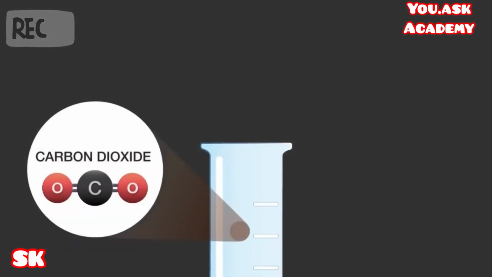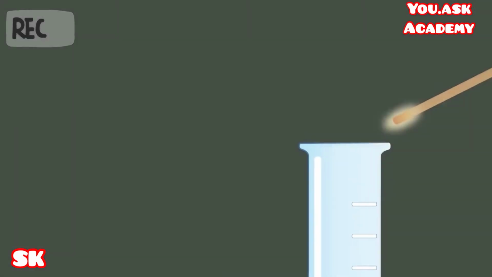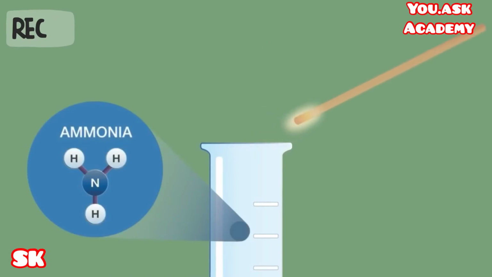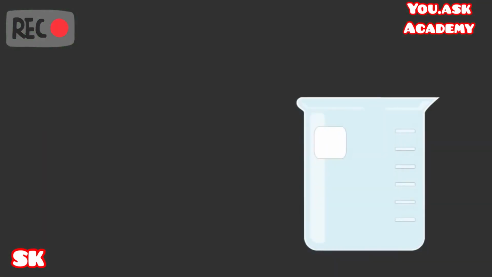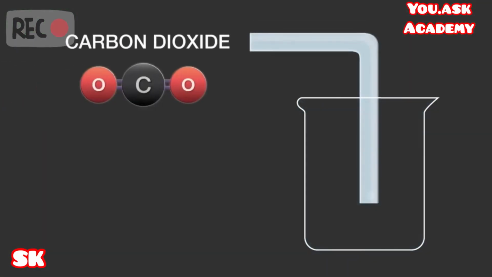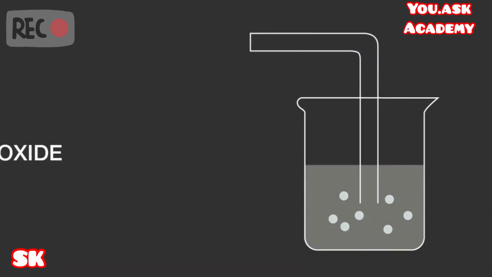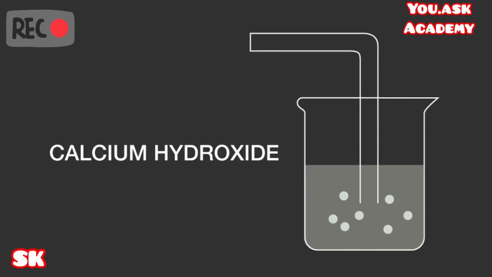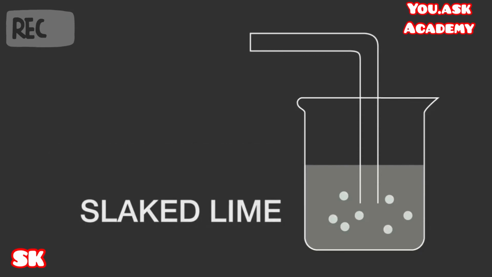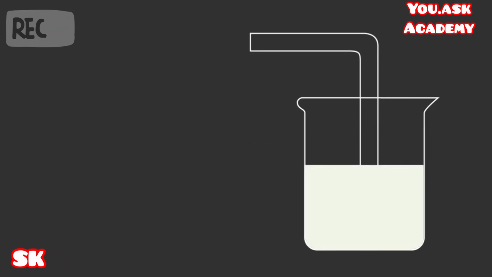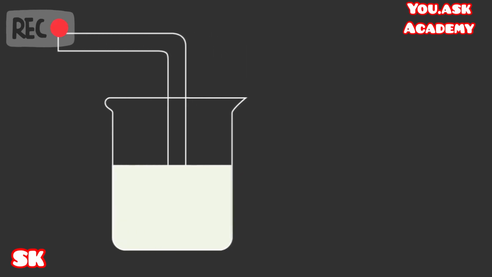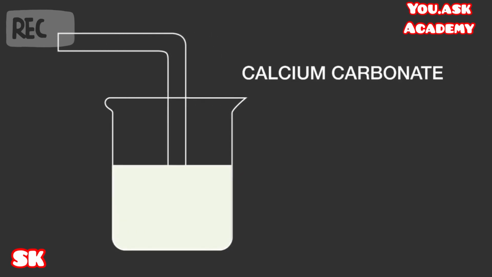Carbon dioxide gas will extinguish a lit splint, and the same occurs in the presence of ammonia. The more accurate test is to bubble the carbon dioxide gas through lime water, which is an aqueous solution of calcium hydroxide, also known as slaked lime. Lime water turns milky in the presence of carbon dioxide gas due to the formation of calcium carbonate.